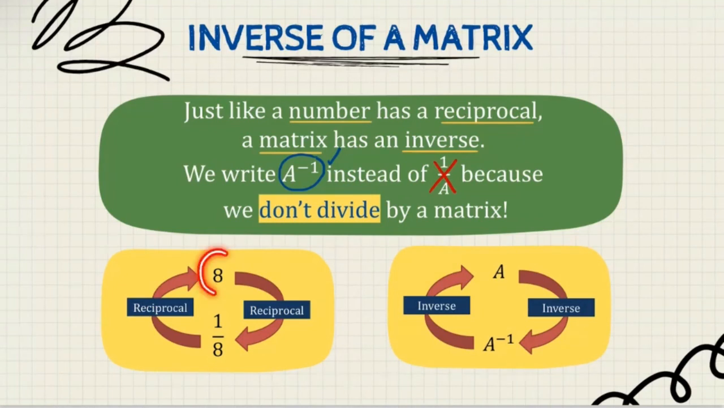So kita ada number 8. So bila kita ada reciprocal, dia akan jadi 1/8. Okay, dan 1/8 reciprocal dia apa? Fraction kan dia apa? 1/(1/8) kita akan dapat balik 8. Okay, sama jugalah. So kalau inverse for matrix A, so the inverse will be A inverse. And the inverse for A inverse will be A balik semula. Okay, so dia adalah opposite operations.